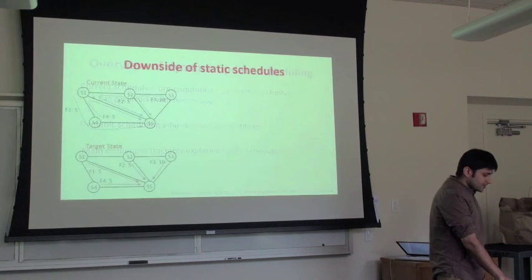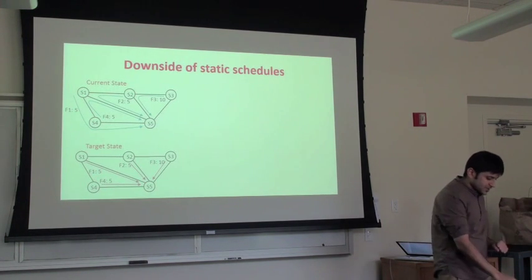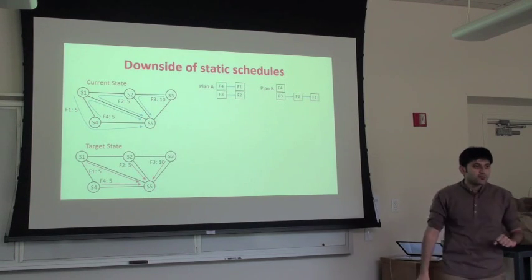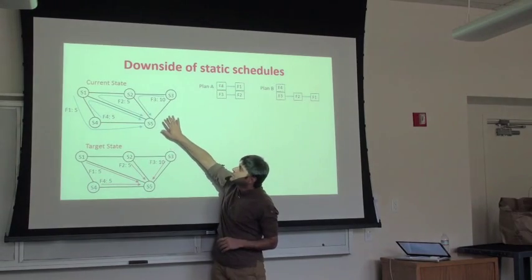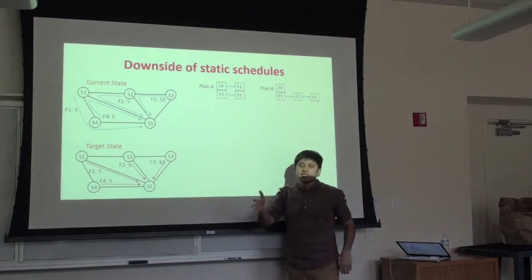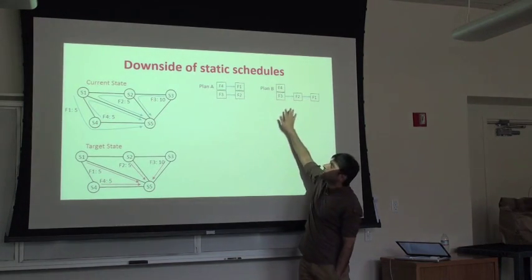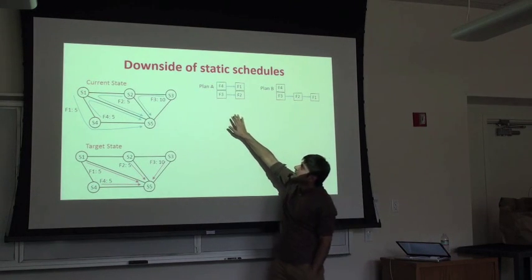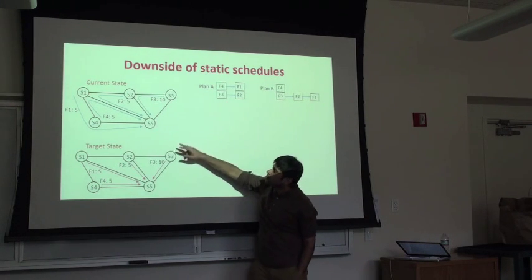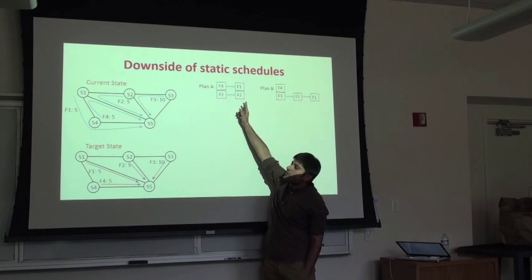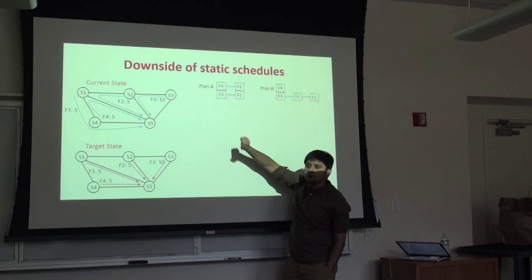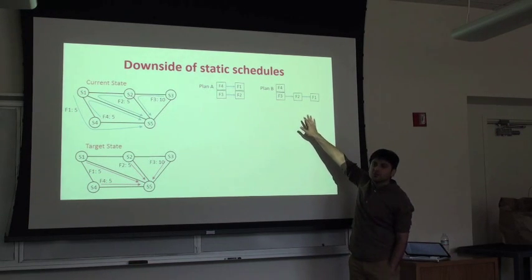The second part is about computing dynamic schedules. So this is the problem with the static schedulers as they work today. Suppose you wanted to change the state of the network from this one to this one. In the multi-step update plan that I described, there are two possible plans, A and B. Plan A does F3 and F4, moving the changes that are needed for F3 and F4, and once F4 finishes, you can do F1, and when F3 finishes, you can do F2. Similarly, there's an alternative way to move through the network.